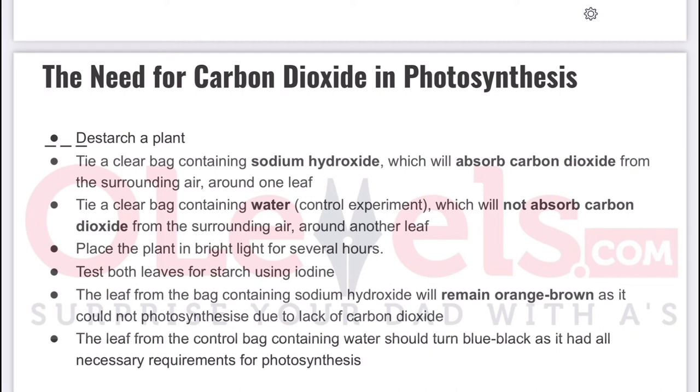Then place the plant in bright light for several hours. Test both leaves for starch using iodine. The leaf from the bag containing sodium hydroxide will remain orange-brown as it could not photosynthesize due to the lack of carbon dioxide. The leaf from the control bag containing water should turn blue-black as it had all the necessary requirements for photosynthesis.